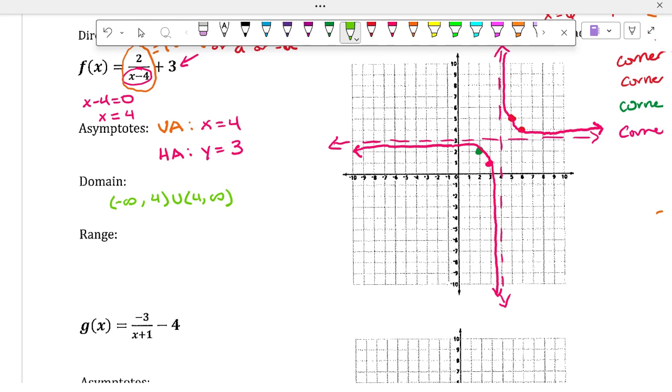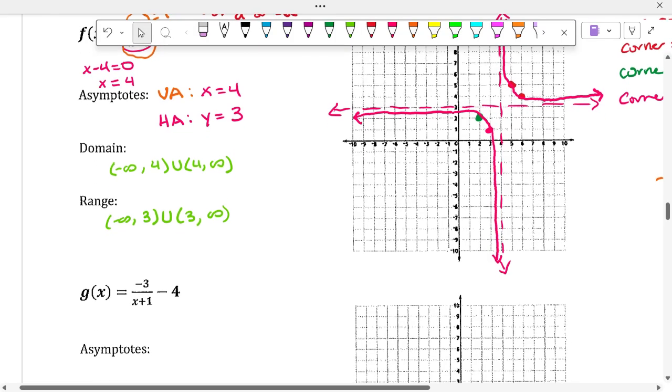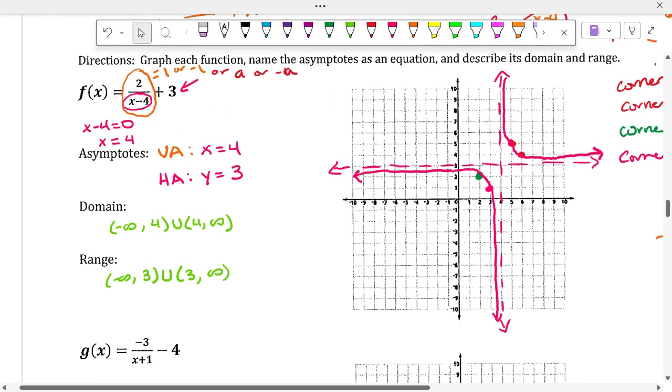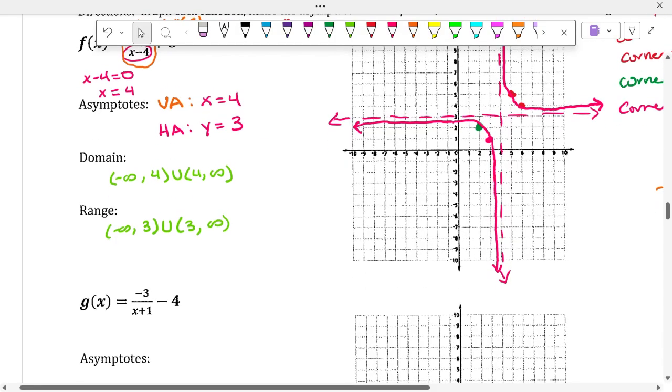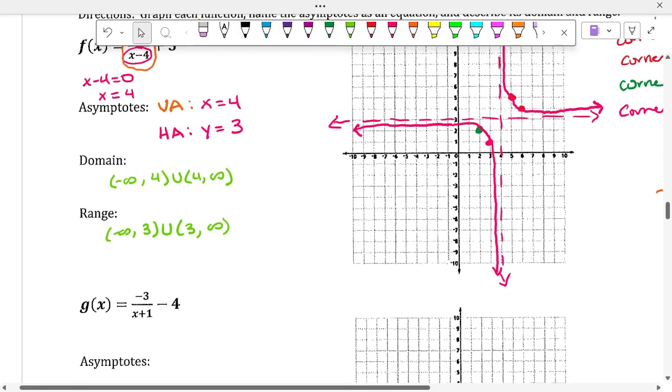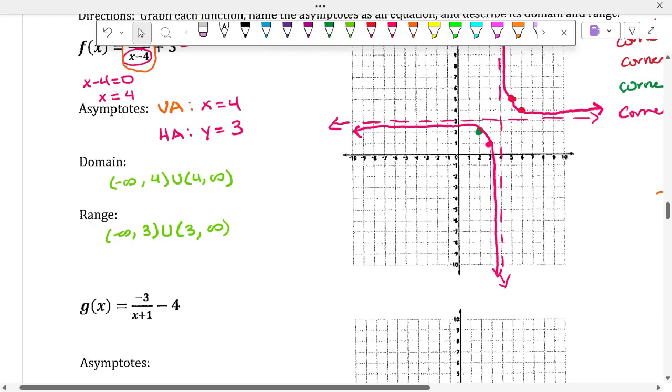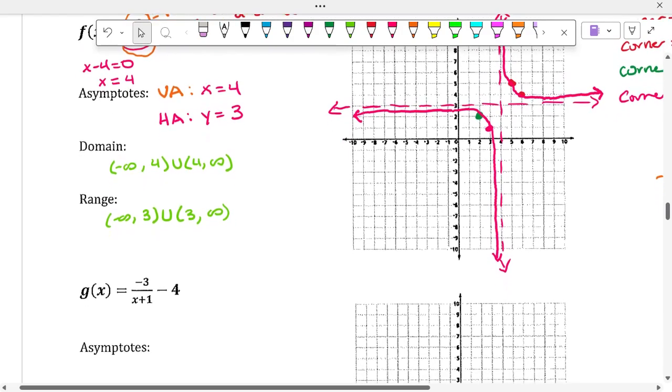What about the range? Good. All right, any questions? All right.